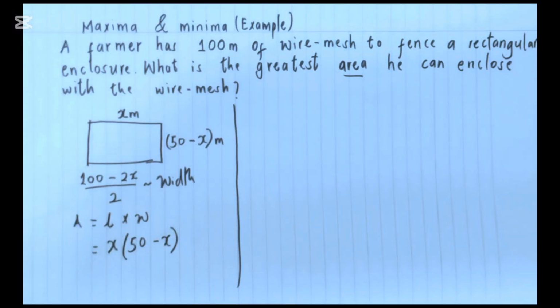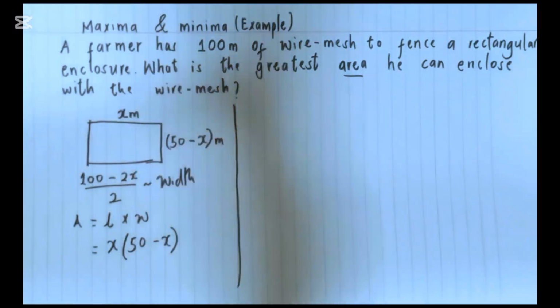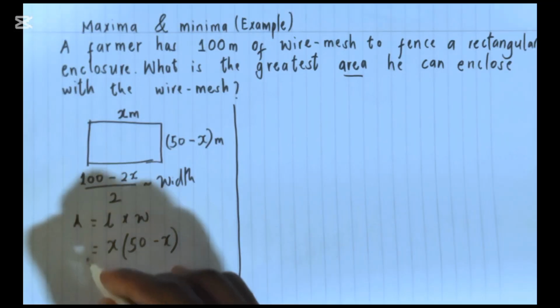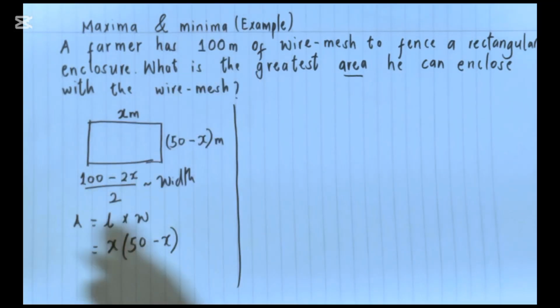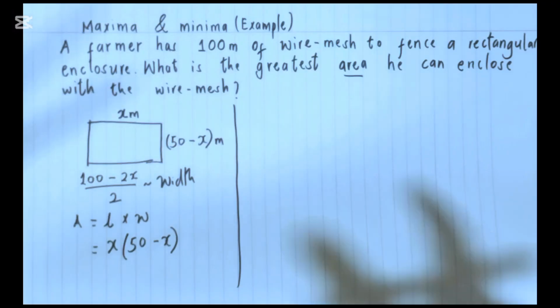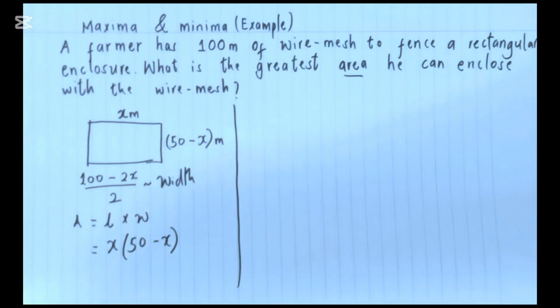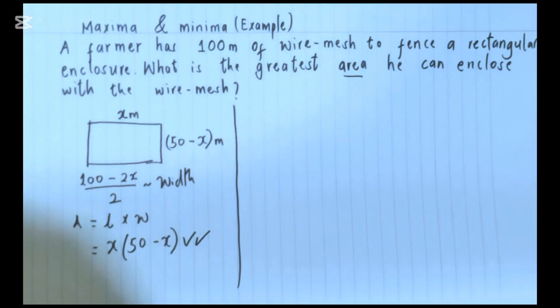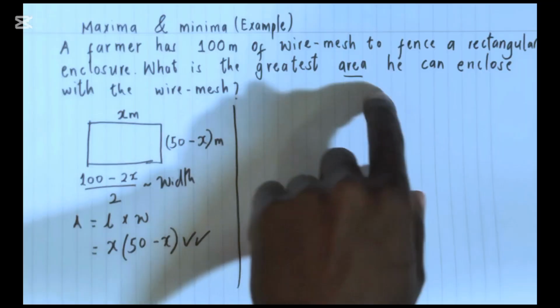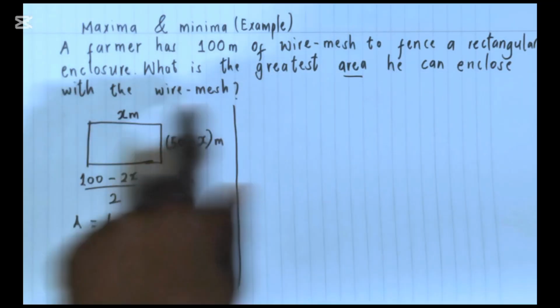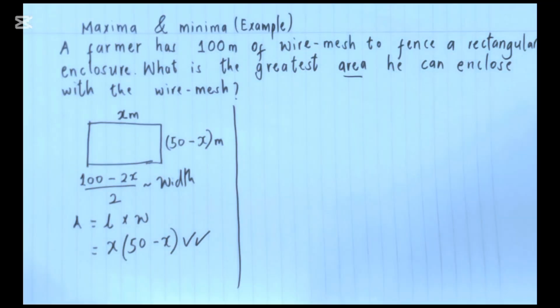When you multiply this, we are going to find the function that describes the area of this rectangular field. We can go ahead and multiply it out, or we can just leave it at that. I'll let us leave it at that without expanding it, because either way, when we factorize, it comes back the same. So this is the expression of the area of the rectangular piece of land that we are supposed to fence. However, the question is, what is the greatest area that this farmer can fence with the 100 meters of wire mesh?